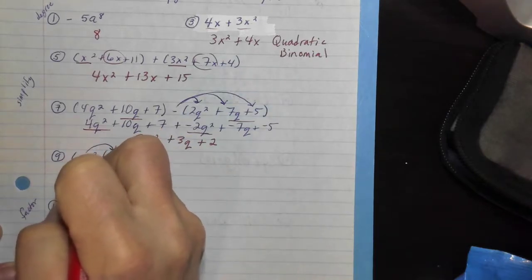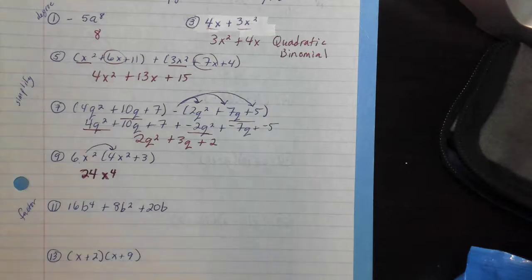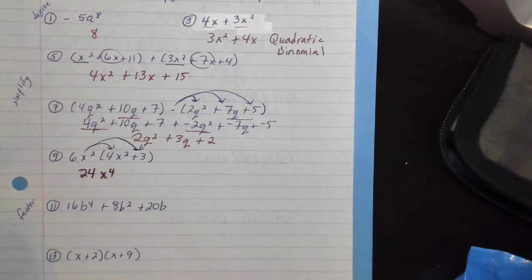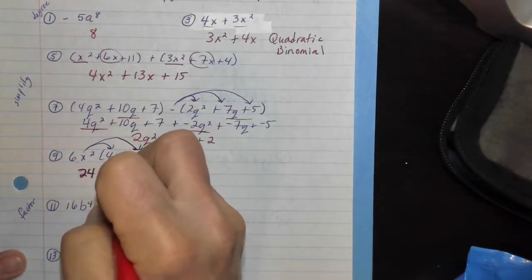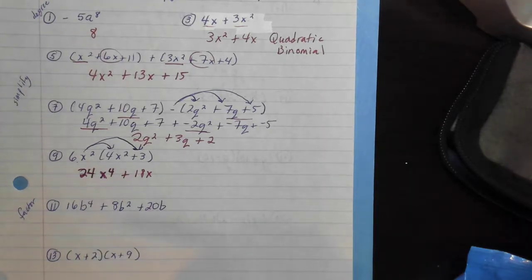I'm going to do that in red since it is an answer. And then I have to also not play favorites. I have to make sure I distribute the 6x squared times the 3. So plus 18x. All right, and that's what we will be left with.